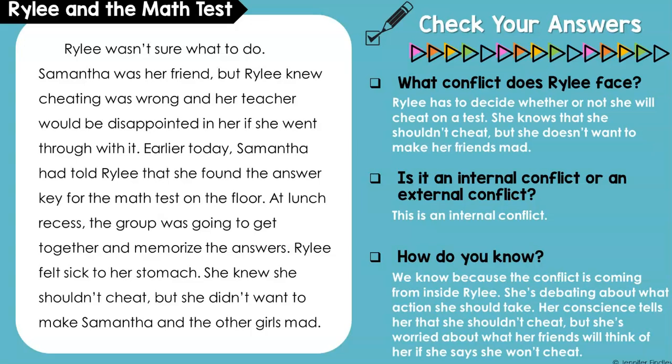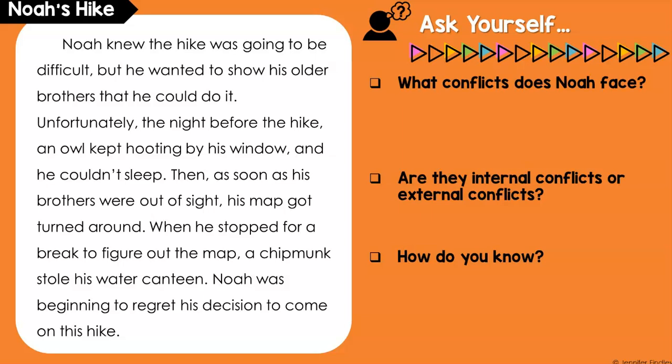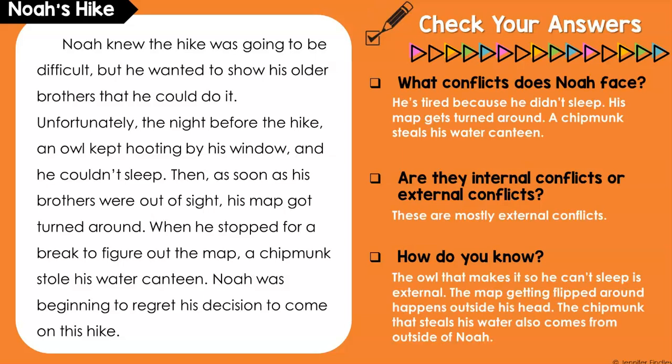All right, the next story that you completed, Noah's hike. We had to figure out what conflict Noah faced, if it was internal or external, and how did we know? Well, for this story, the conflict that Noah faces is he's tired because he didn't sleep. His map gets turned around and a chipmunk steals his water canteen.